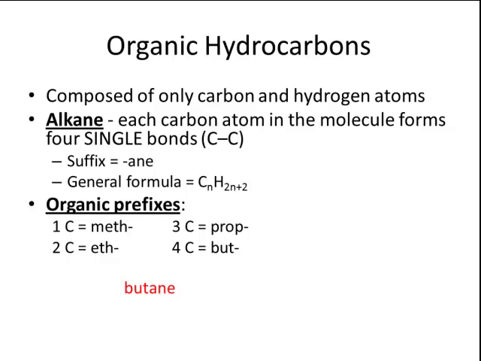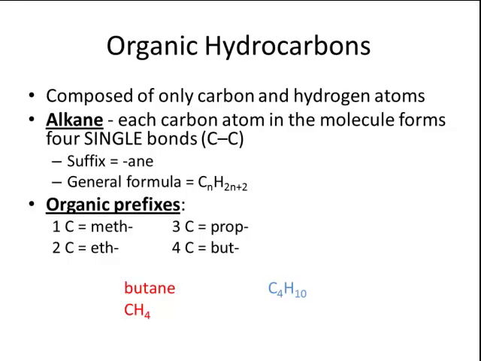So if I had the compound butane, the prefix but- tells me that I have a compound containing 4 carbons. And the suffix -ane tells me that all of those carbons are single bonded together. The chemical formula will then be C4, and then to determine the number of hydrogens, I double the 4 and add 2. So C4H10.